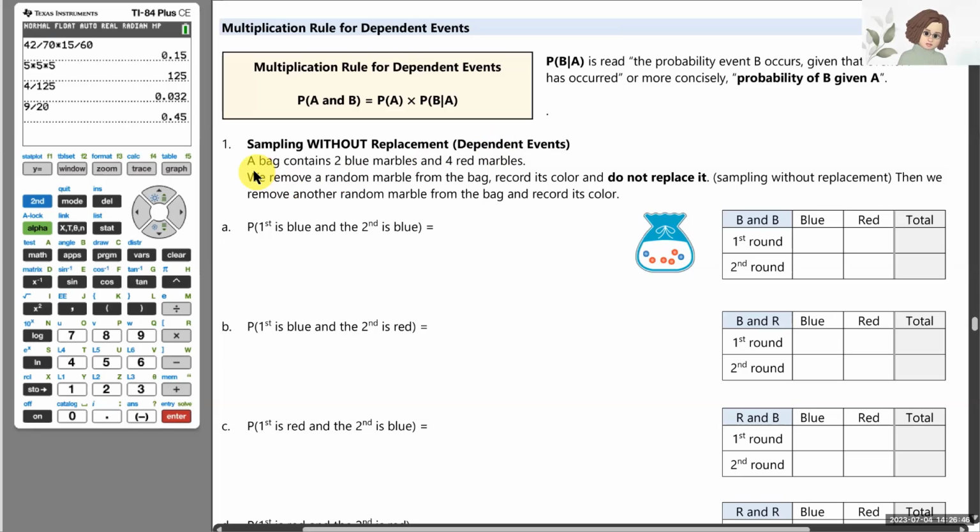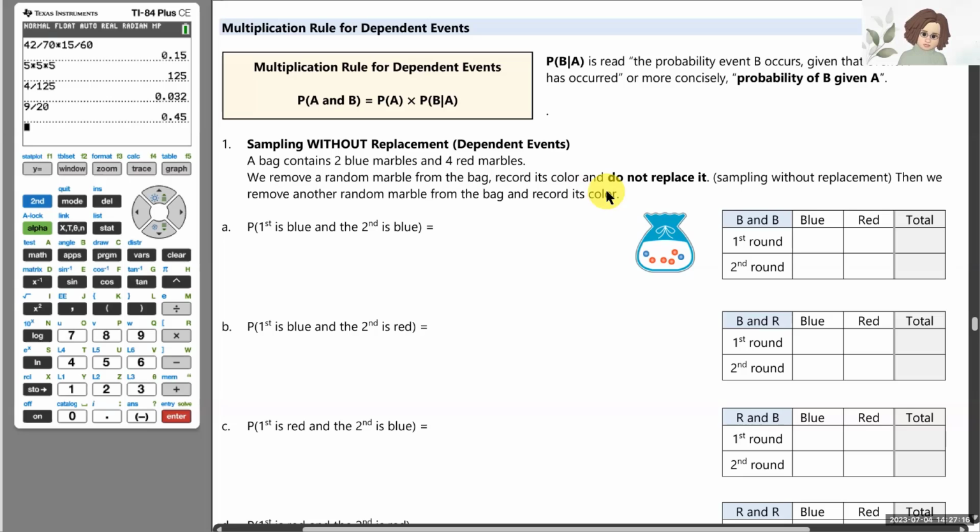So let's take a look here. A bag contains 2 blue marbles and 4 red marbles. So I have my bag here, 2 blue and 4 red. We're going to remove a marble from the bag and record its color. And then we're not going to replace it in that bag. So we call this sampling without replacement. So we take it out, record the color, and we hang on to it. We don't put it back. And then we're going to remove another marble from the bag and record its color.